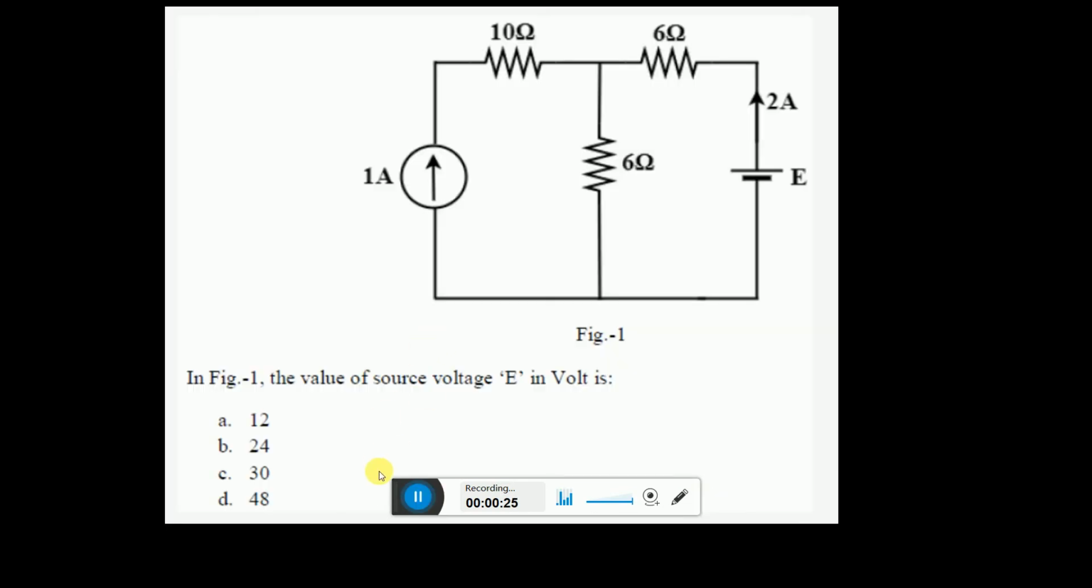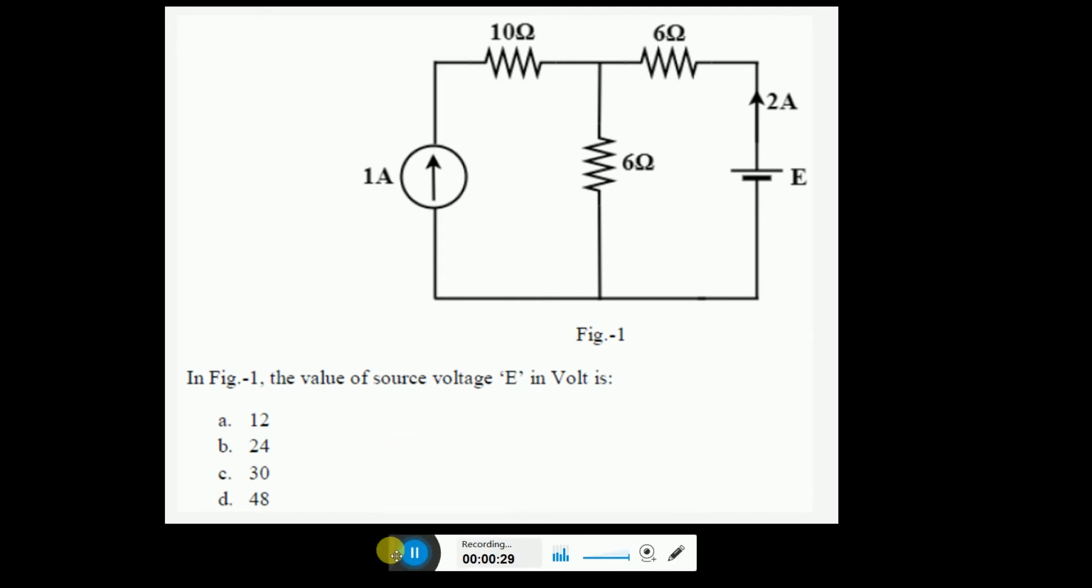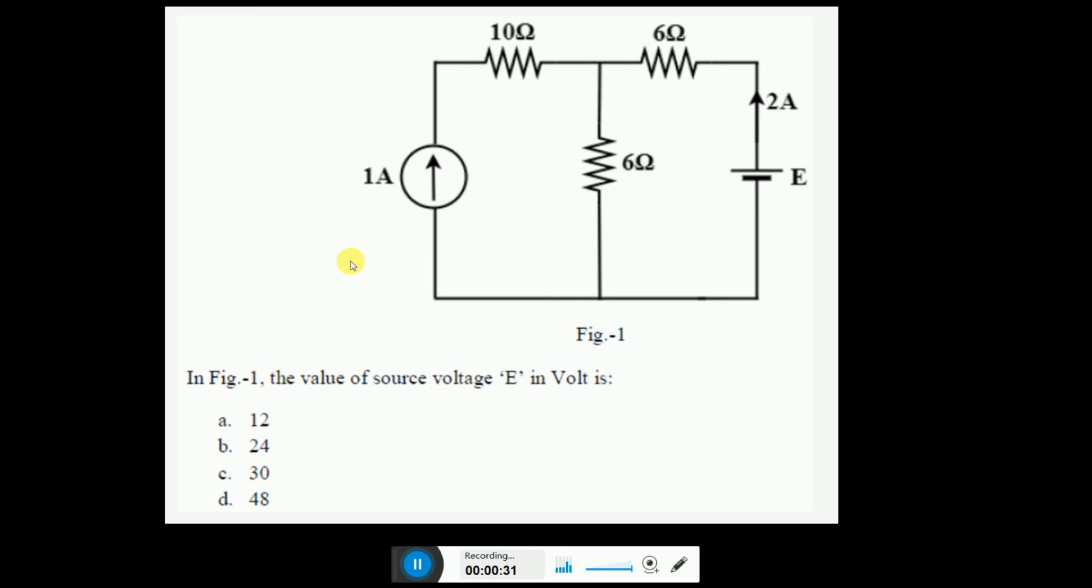Let us take this example here, and our objective is not only to solve the problem, but also to think about how to solve in different ways. So the question is asked, the value of the source voltage E is being asked. So you are being asked to find out the value of this. The given thing is the 2 ampere current. And here you have a 1 ampere current source and a 3 ohm resistor given to you.